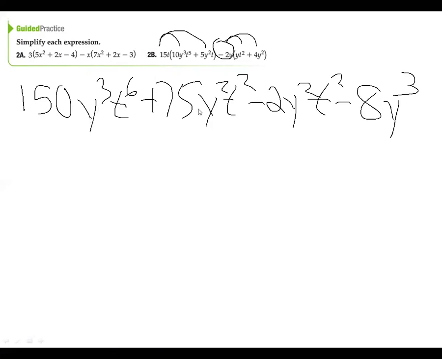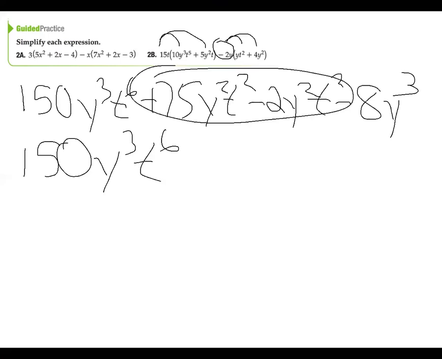You have a 75y squared t squared and a minus 2y squared t squared there as well. So those are going to combine to give you 73. So your answer would be 150y cubed t to the 6th. These two combine to give you plus 73y squared t squared.